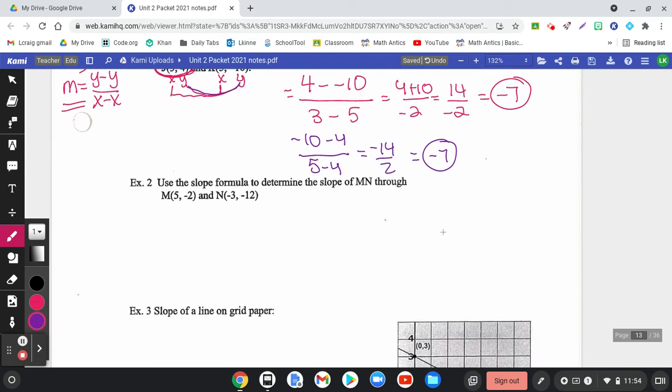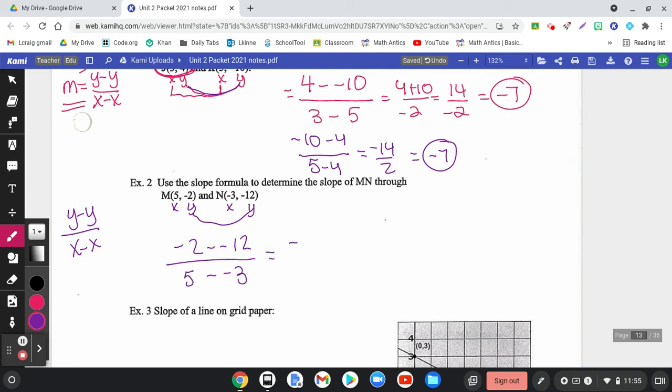Okay, let's do it again. So y minus y over x minus x. Again, the more you write it, the more likely it is you'll remember. If it helps, write your x and y's here. All right, so negative 2 minus negative 12. Remember, y is on top. And then 5 minus negative 3.